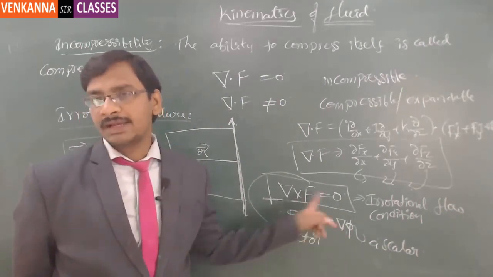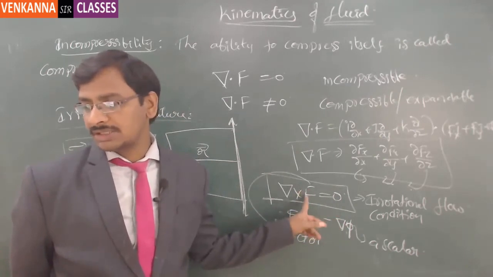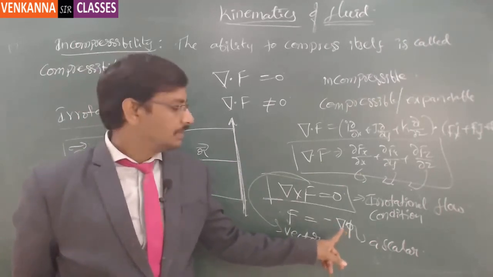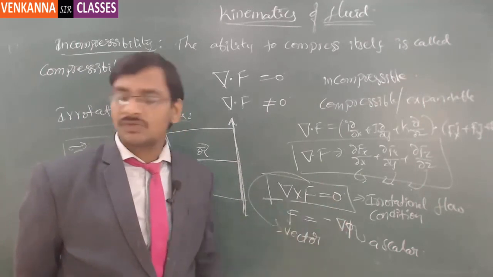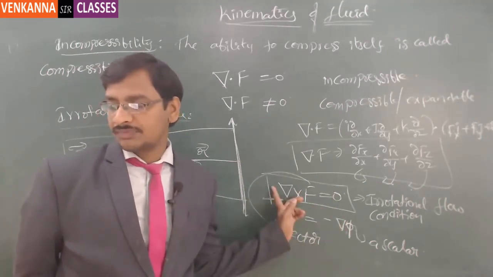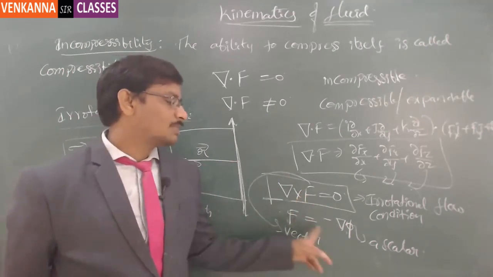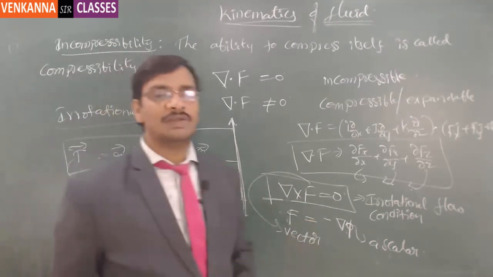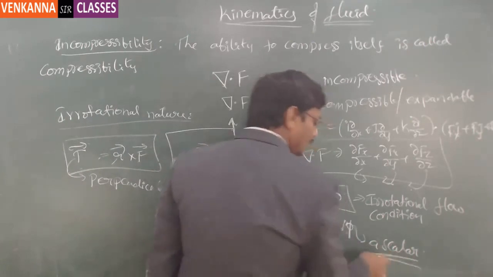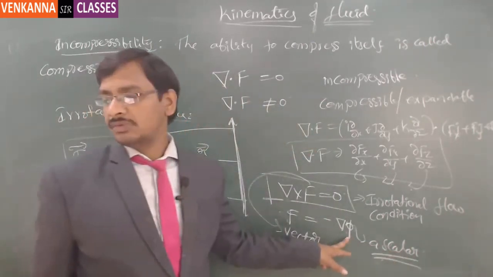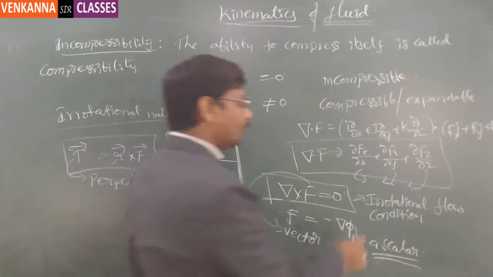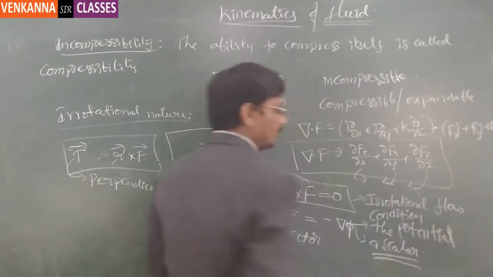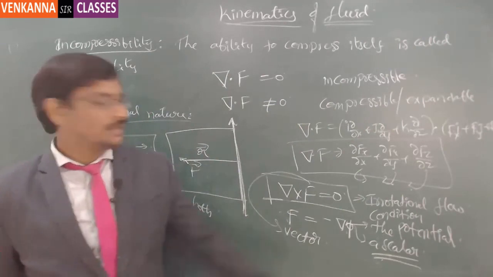So if del cross F equal to 0, then obviously these two have to be in the same direction. Then F is, if you can express minus del phi, where phi is a scalar field, then del cross del phi will be definitely equal to 0, because both will have the same direction. Which essentially means that F can be expressed as minus del phi. So what is the advantage of expressing F as minus del phi? Phi is scalar, this is the greatest advantage. Then this phi, in general physically, we call as the potential. So phi is a potential.